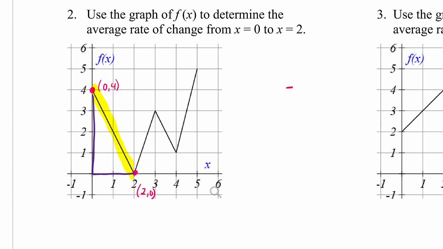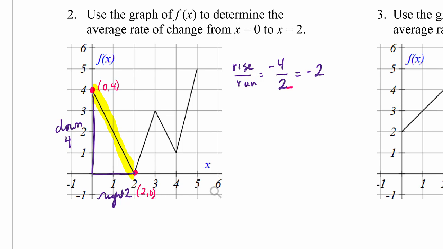We can just count. So we're going down 4 and right 2. So rise over run would be -4 over +2, or -2. So the average rate of change on that interval from 0 to 2 is -2.